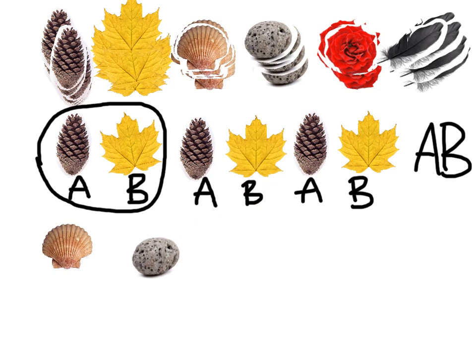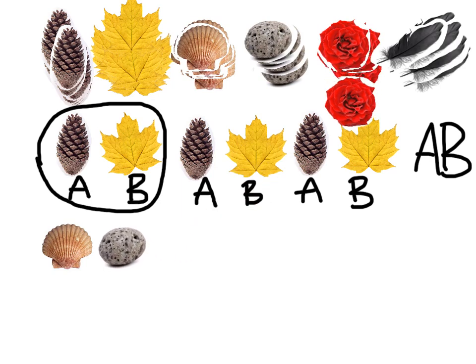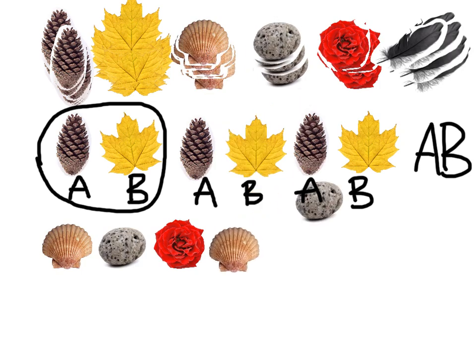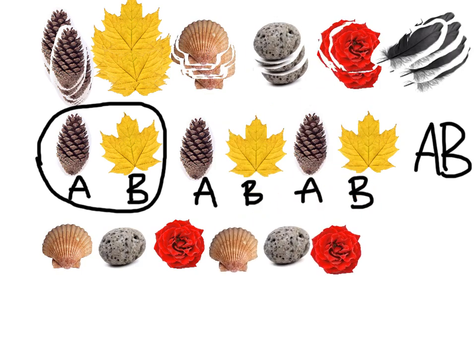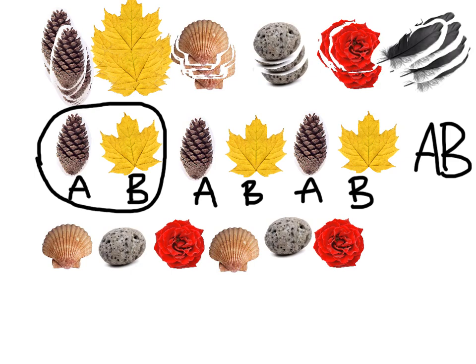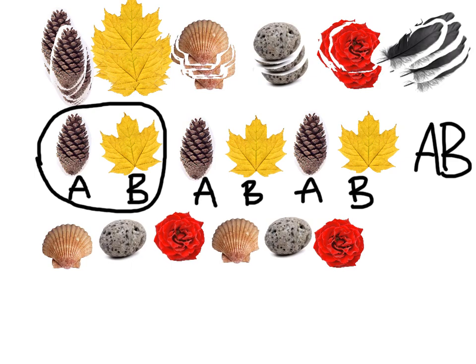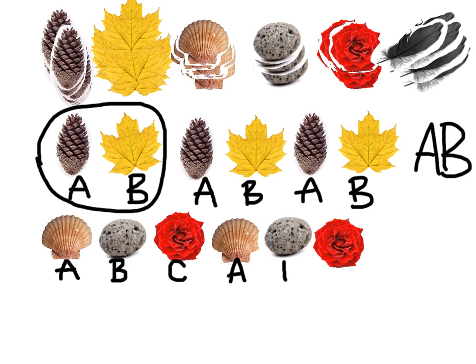Shell, rock, rose. Shell, rock, rose. Okay, so what do you think about this pattern? Let's do the same thing. Let's give it a bit of a rule. So the shell will be A, the rock will be B, and the rose will be C. The shell is A, the rock is B, and the rose is C.